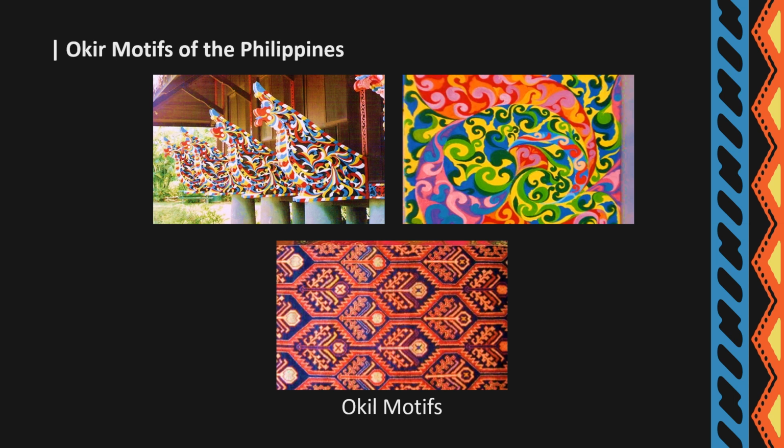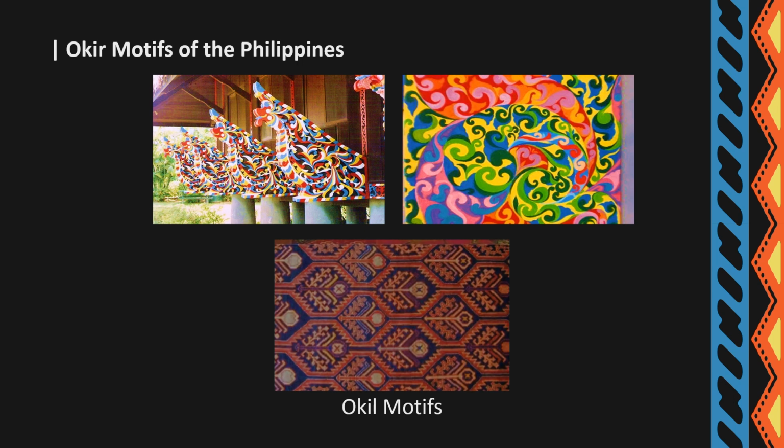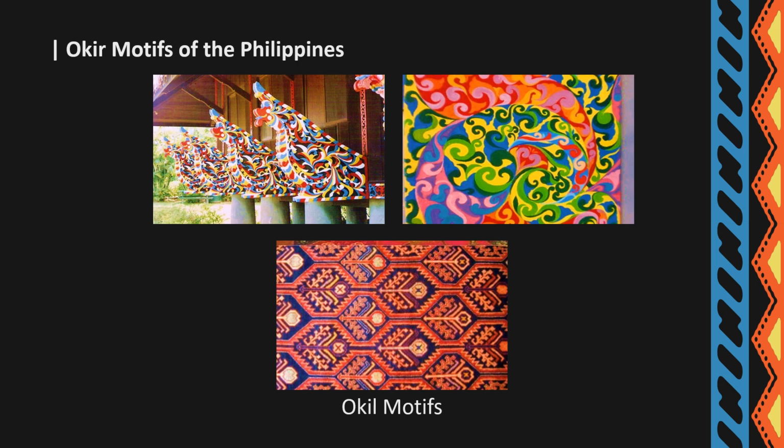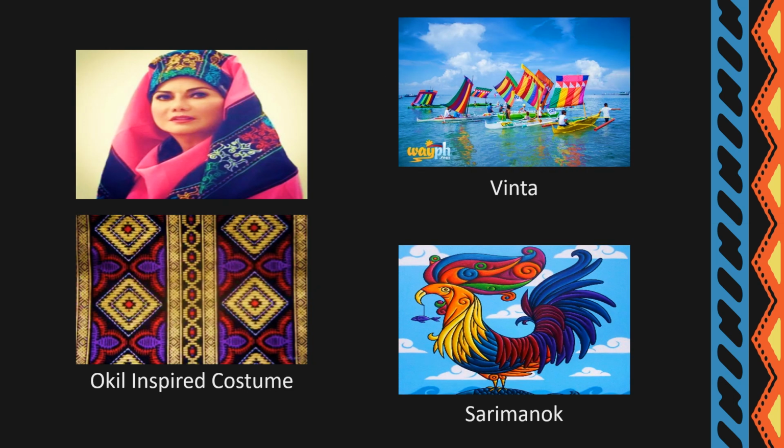As you can observe, the artworks above utilize vibrant color combinations and curved lines, while the artwork below utilizes geometric shapes and repetitive patterns. We have here also artworks that contribute to the Filipino symbolism and use the Okir craft. So we have the Vinta sailboat and the Sari Manok. We also have the Okil inspired costume, which is crafted and woven by some Philippine groups.